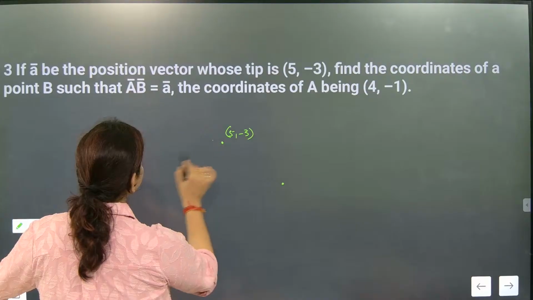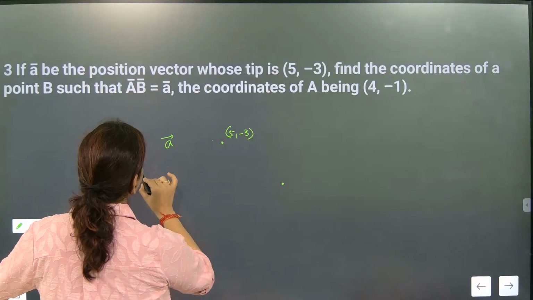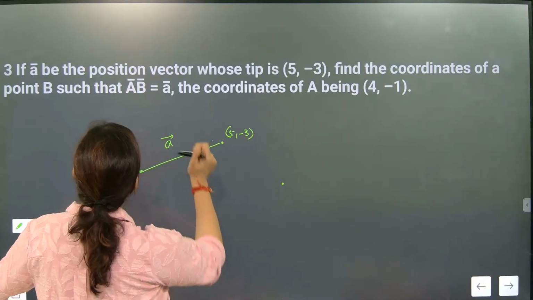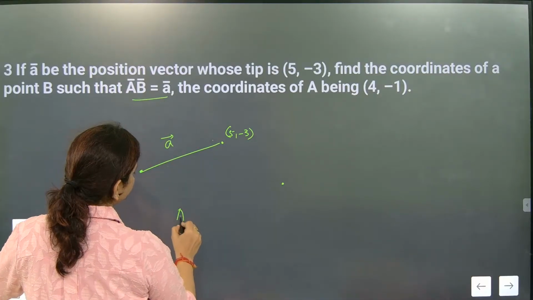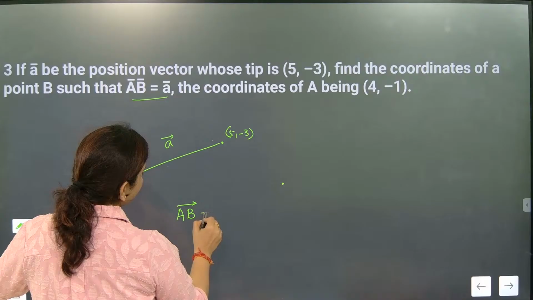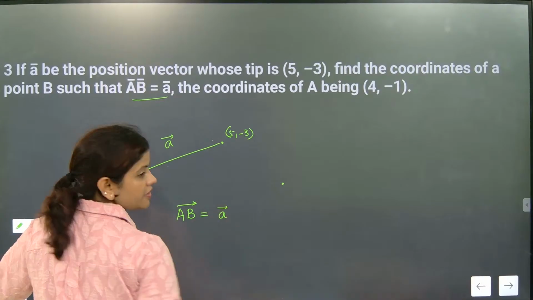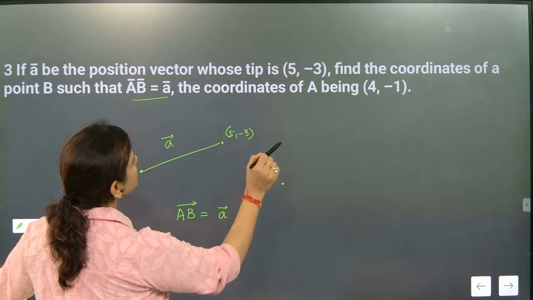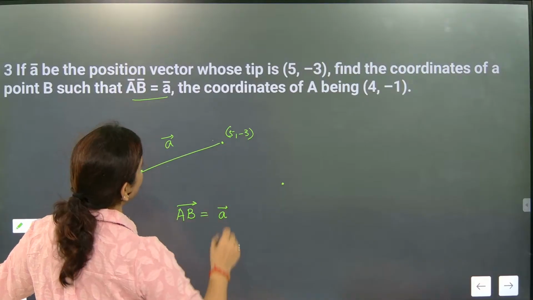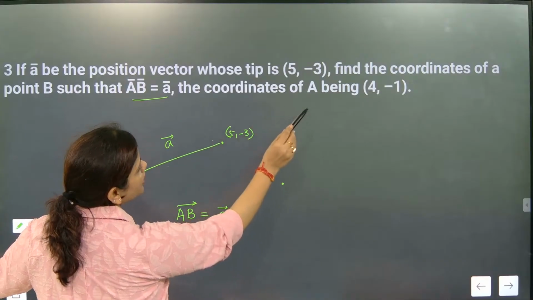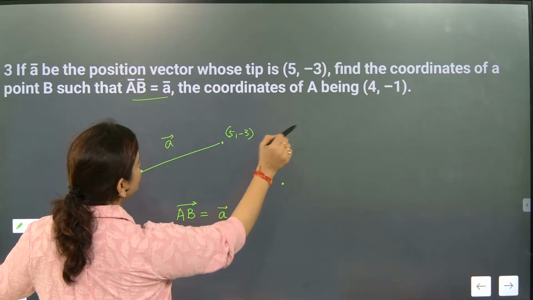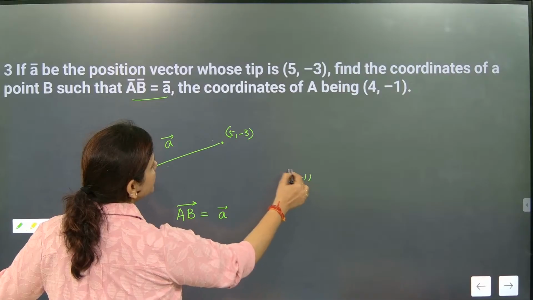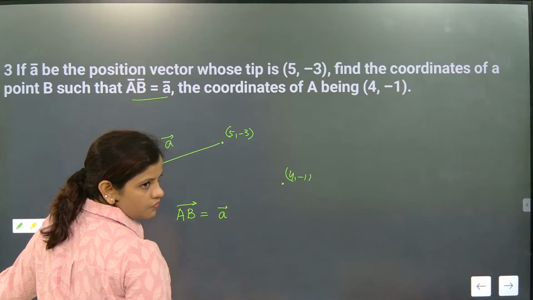So I'm going to write it as A vector is there. Its tip is given this much. Now what they're telling: find the AB vector. AB vector is equal to A vector, the coordinate of point A being, we don't know where that coordinate point is, but the coordinate of point A is given as 4 comma 1.